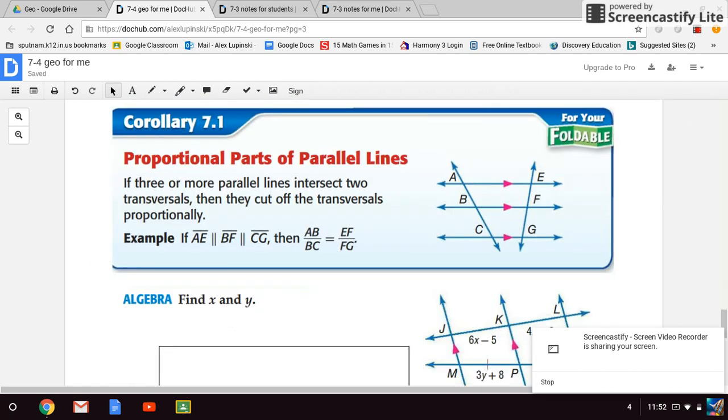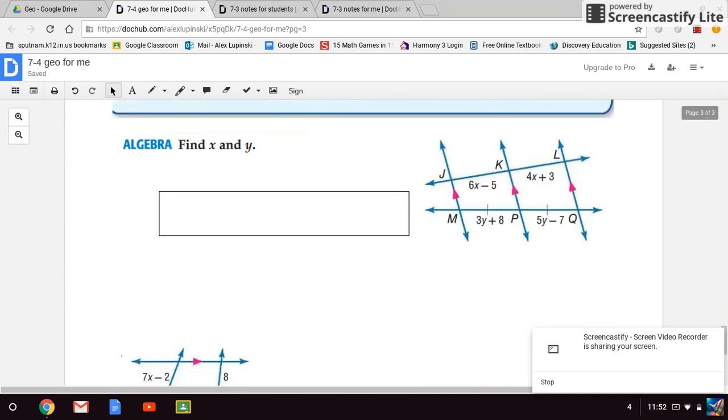Now we have proportional parts of parallel lines. In these parts, all it's saying is that it's kind of like the thing we just did. The left side, AB over BC, is going to equal the right side, EF over FG. So we have to find X and Y. I'm going to find X. You'll find Y. No, I'm going to find Y. Y is easier. So, actually, they're the same.